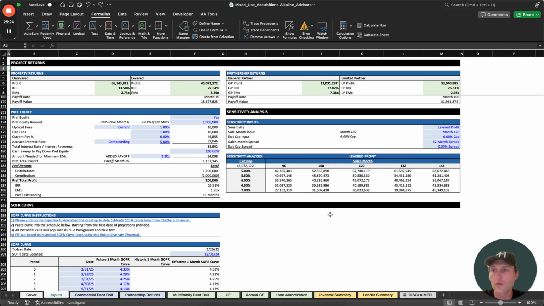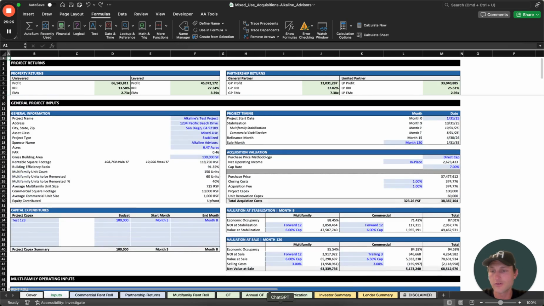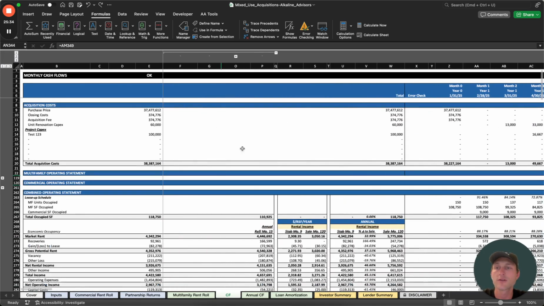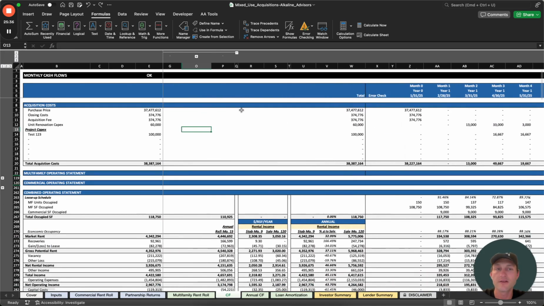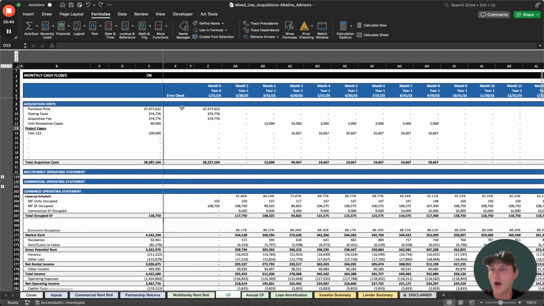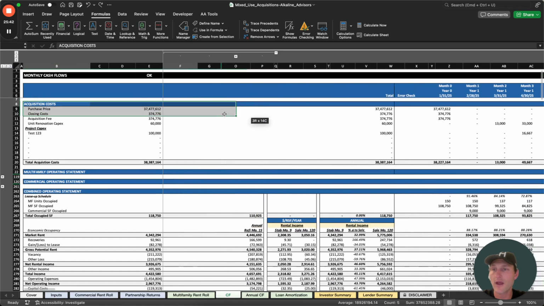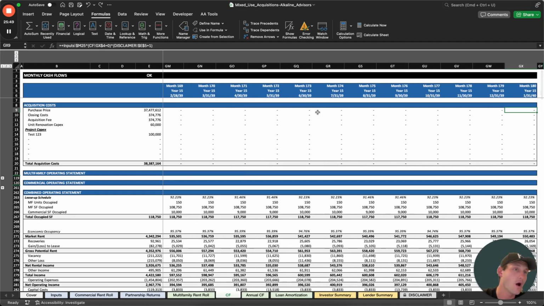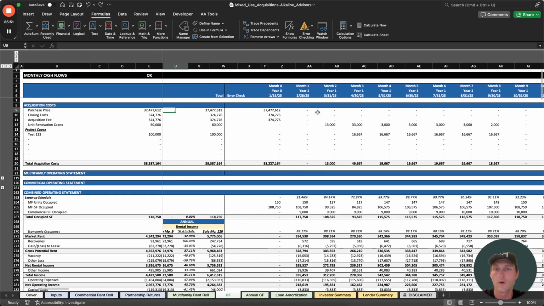So next, we're going to skip the commercial rent roll tab because we already were there. We are going to go to the cash flow tab before we go to the partnership returns tab. In the cash flow tab, you'll see we have different segments for all of the sections of the analysis. Up front, we have acquisition costs, and you can see this is a monthly model, and it goes out to 180 months or 10 years.